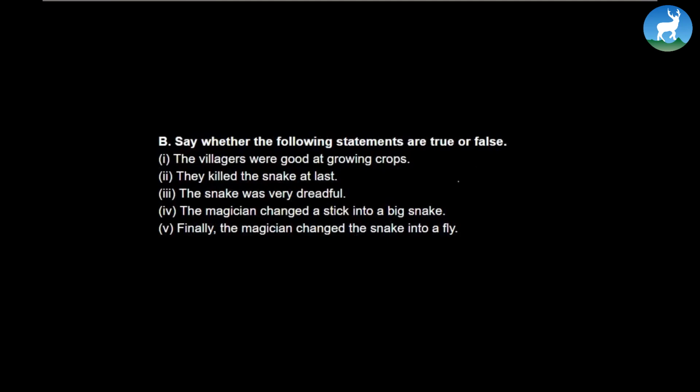Okay, now a very simple exercise once again. Say whether the following statements are true or false. Now, based on the passage which I read a while ago, state whether these sentences are true or false. The villagers were good at growing crops. Is that true or is that false?